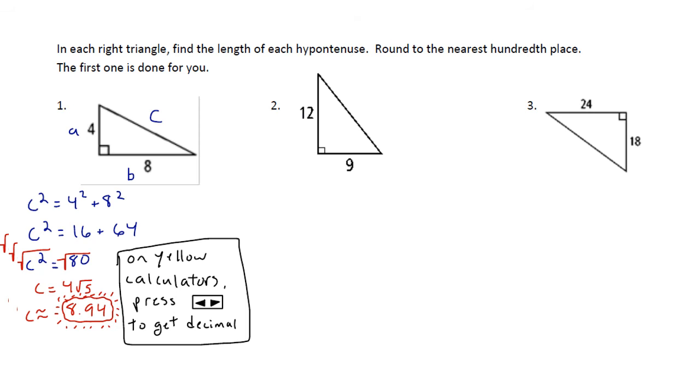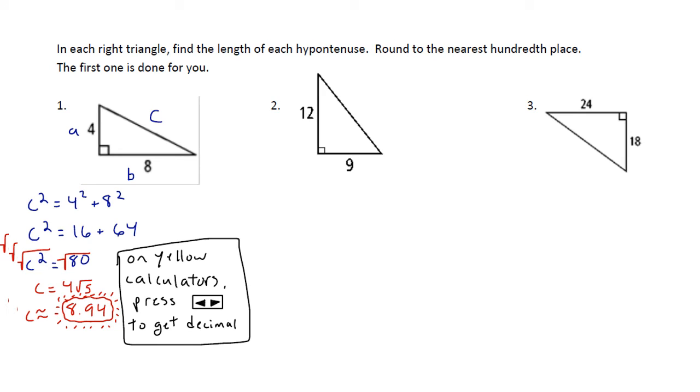On this problem, A and B is the 4 and the 8. You take the two legs and you're going to square them. So 4 squared plus 8 squared. Add them together and you get 80. So what we need to do is we need to take the square root of 80.